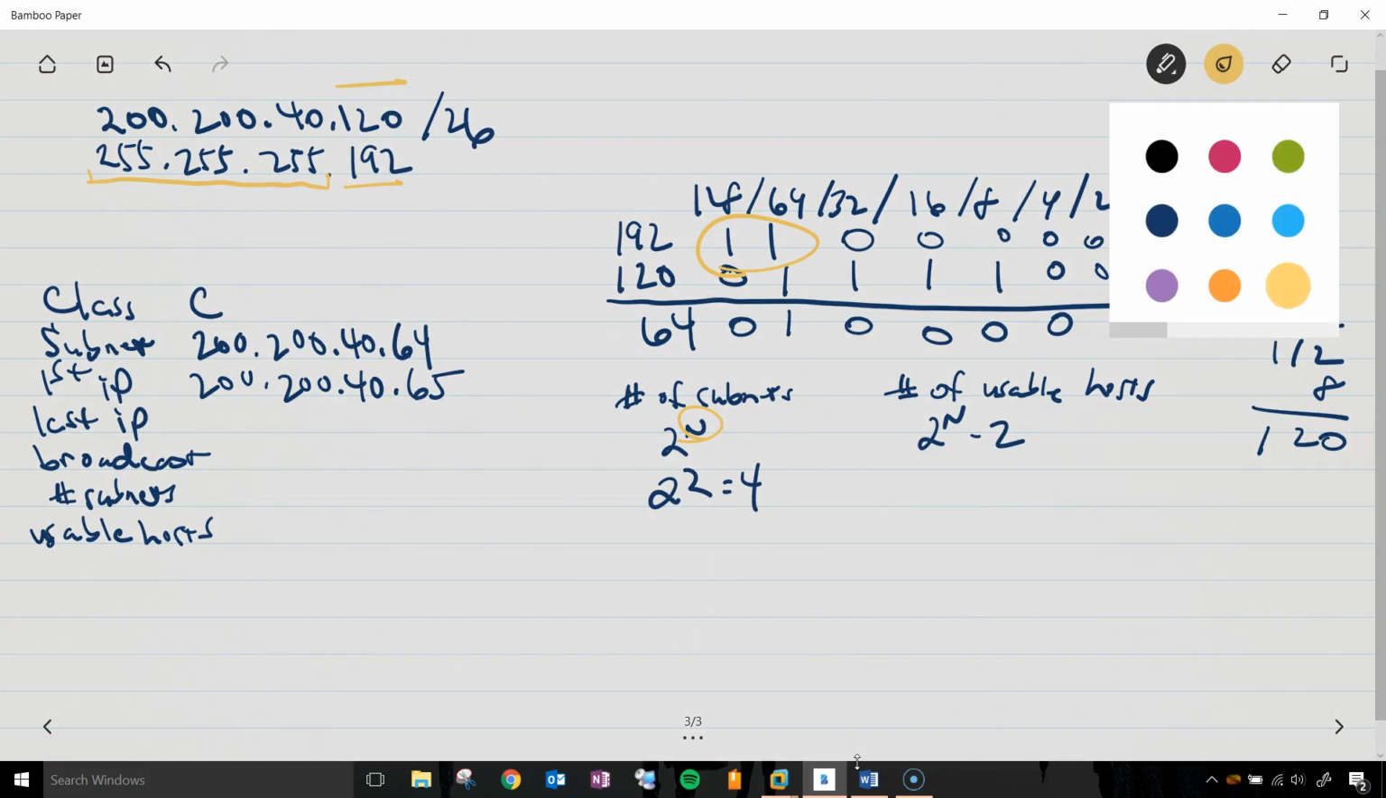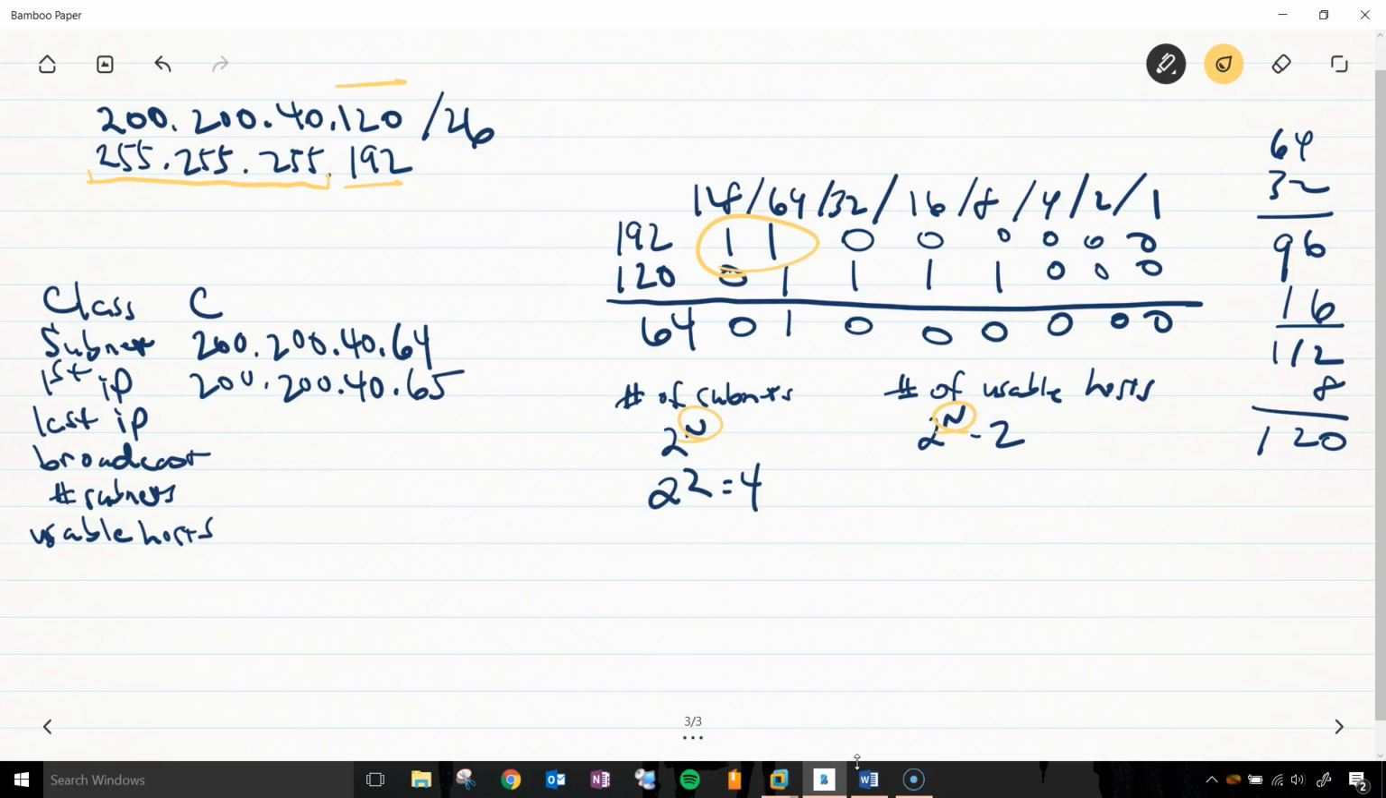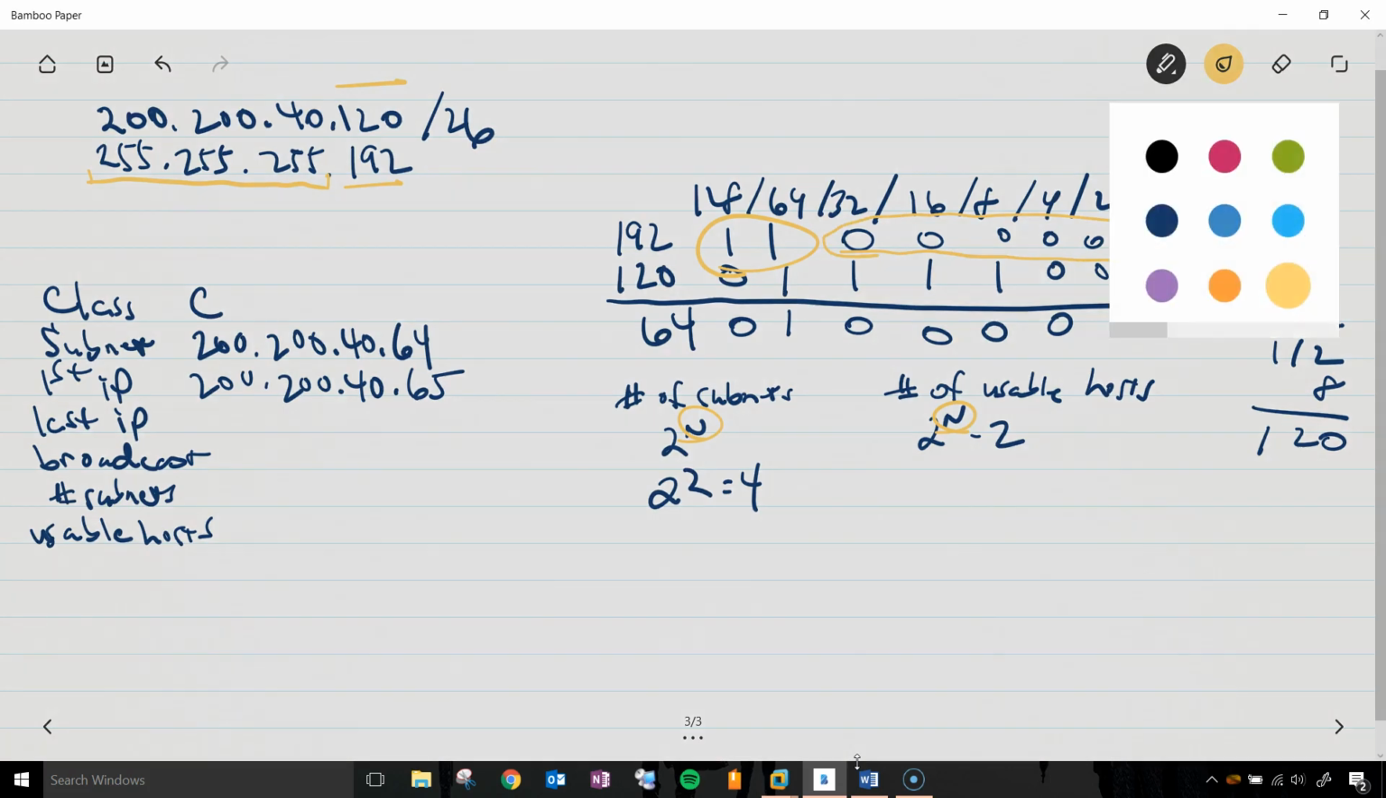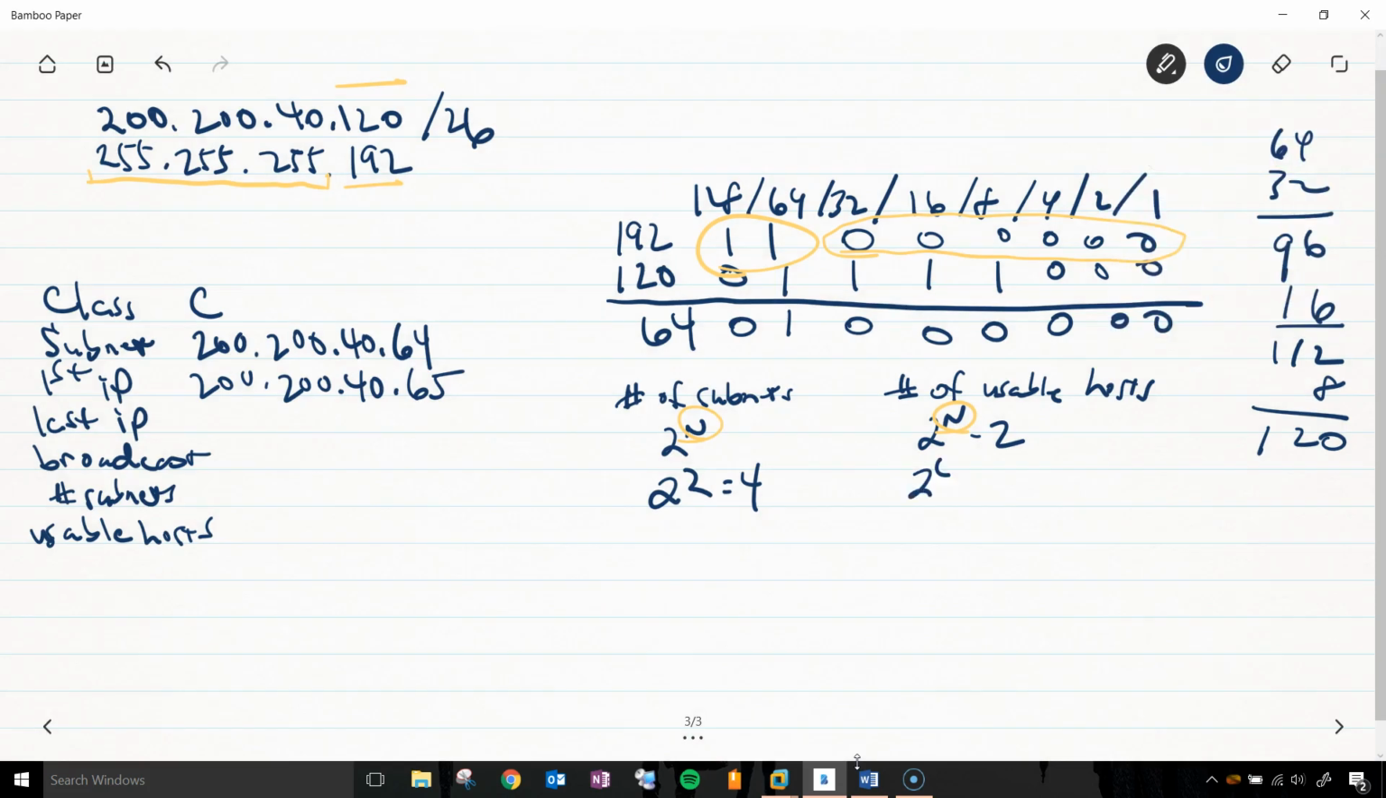For the other side, you have 2 to the power of n, and that's the host bits that are remaining. This section right here. 1, 2, 3, 4, 5, 6. There are 6 of them, so it's 2 to the power of 6 minus 2. 2 to the power of 6 is 64. Minus 2, 62 usable hosts per subnet. So we have 4 subnets, each with 62 hosts.